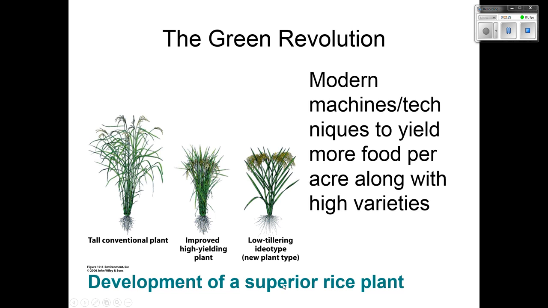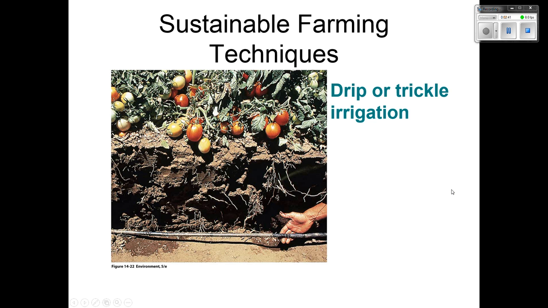Number two says to define sustainable agriculture, drip irrigation, intercropping, and crop rotation. So we've talked about sustainability all year long, and basically sustainability means that we want to make sure that future generations have access to the soil, the land, everything that we use today. So we need to use things in moderation.